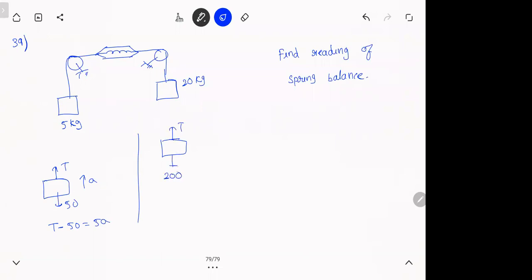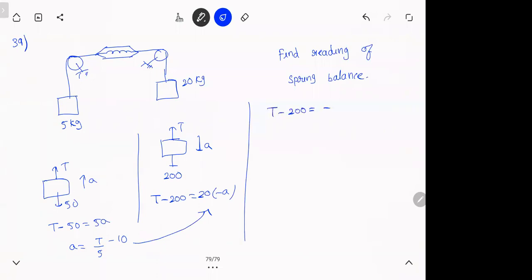Tension, 200, acceleration is down. Be careful with the signs. This is 20 into minus A. Now see here I want to find tension, so I don't want acceleration. So let me eliminate acceleration only. Put it here. That will be T minus 200. Take out minus outside. A will be T by 5 minus 10. This will be minus 40 plus 200 is T minus 200. So 5T will be 400. T will be 80 newtons. So reading will be 8 kg.